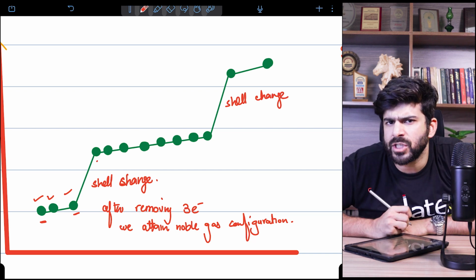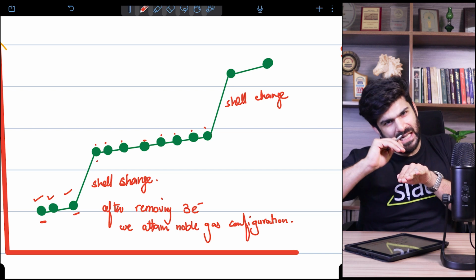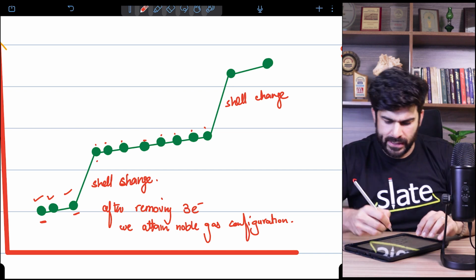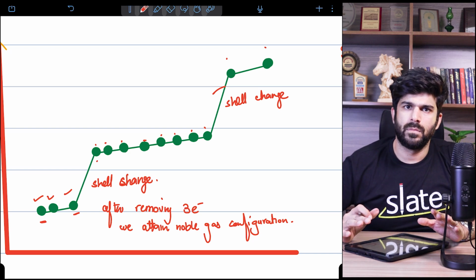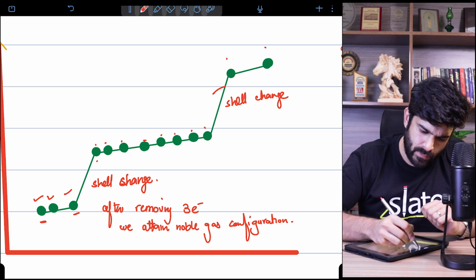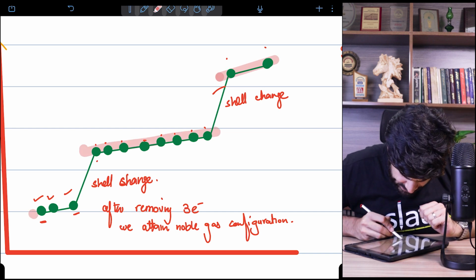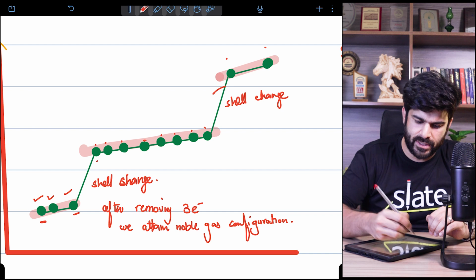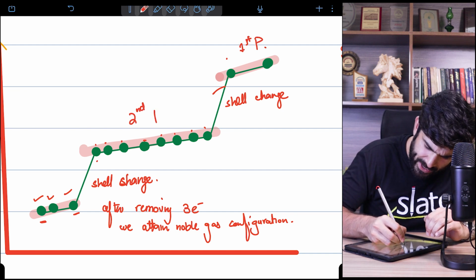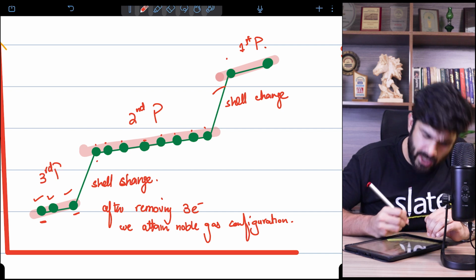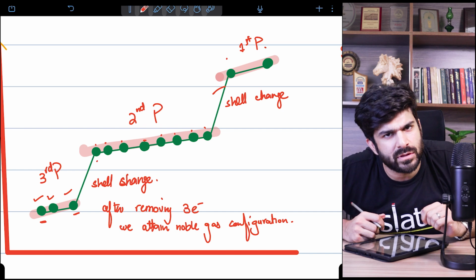But after how many ionization energy values? 1, 2, 3, 4, 5, 6, 7, 8. So they are slightly increasing across the period. And there is a big jump. And then there are 1 and 2. So what is happening here? These levels, they talk about periods. So this is the first period, second period, third period. And the dots are the ionization energy values.